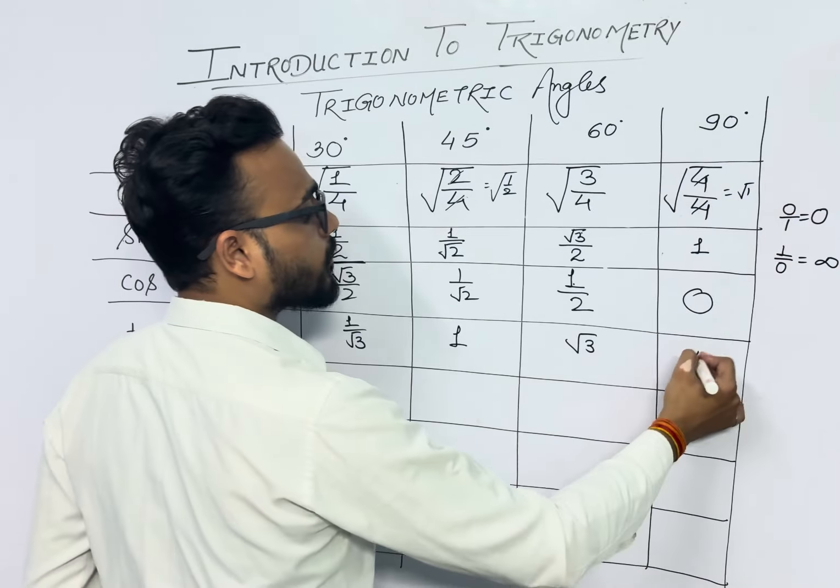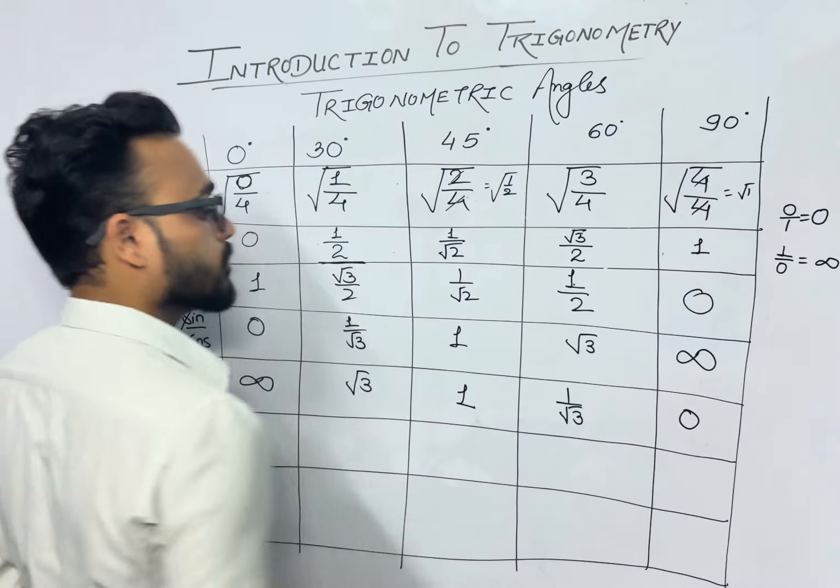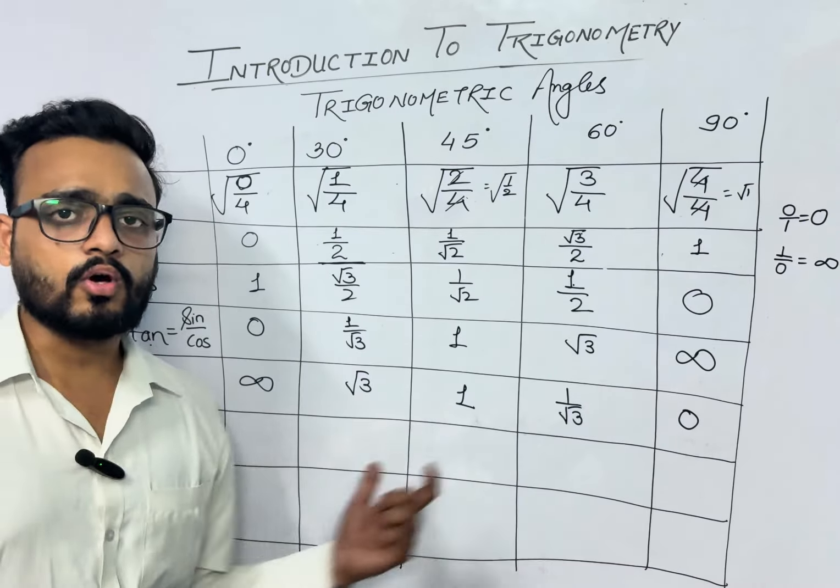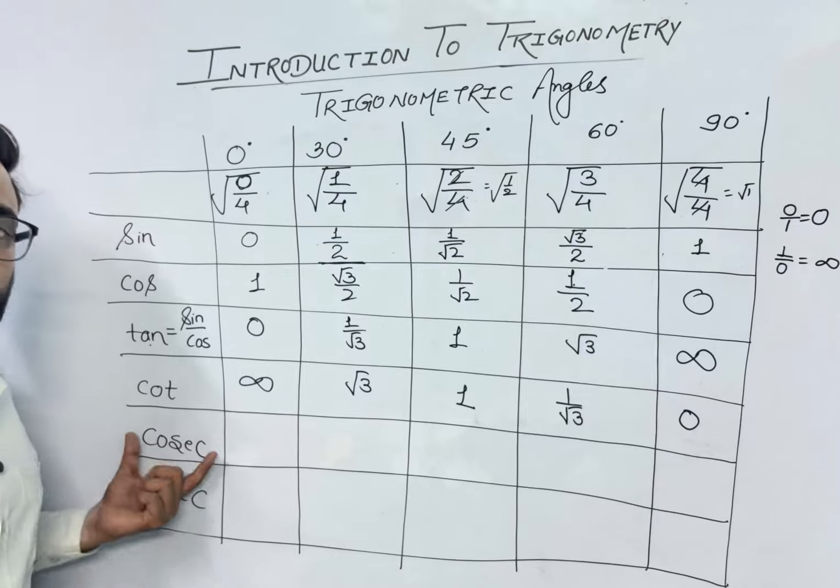And easily we find the values of tan. To find the values of cot, we do the reversal of the values of tan. So the value of cot 0 is infinite, the value of cot 30 is root 3, the value of cot 45 is 1, the value of cot 60 is 1 by root 3, and the value of cot 90 is 0. Easily we find the value of cot, and now we have to find the value of cosec.